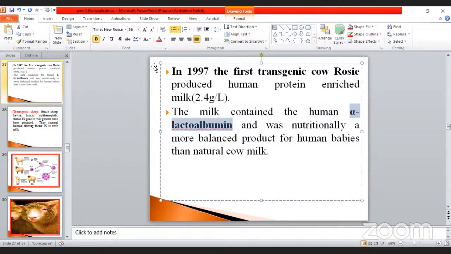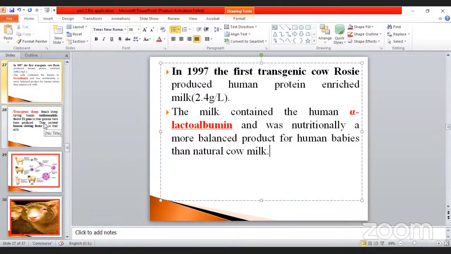Okay. Sometimes they ask questions, like match the following, with the cow Rosie. The Rosie cow contains human alpha-lactalbumin. Okay, the gene responsible for the production of alpha-lactalbumin is similar to that of natural cow milk. Okay, that is also very, very important, my dear.